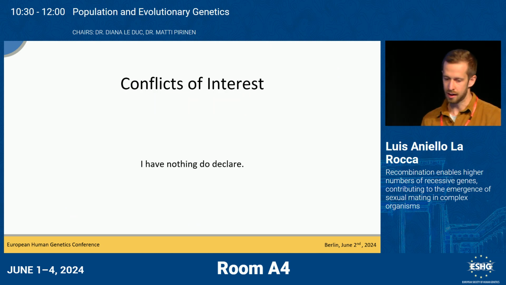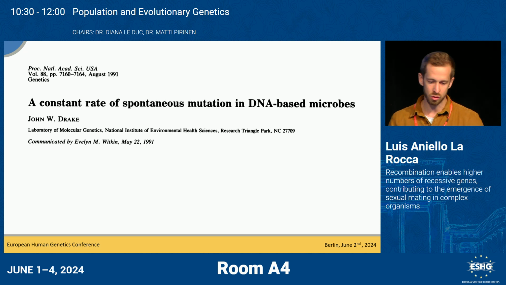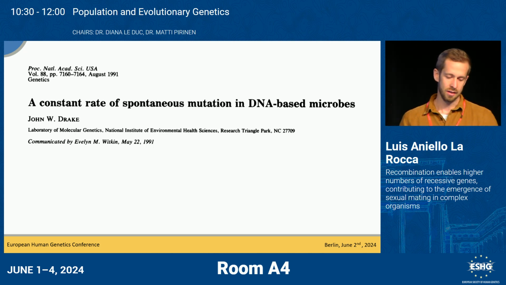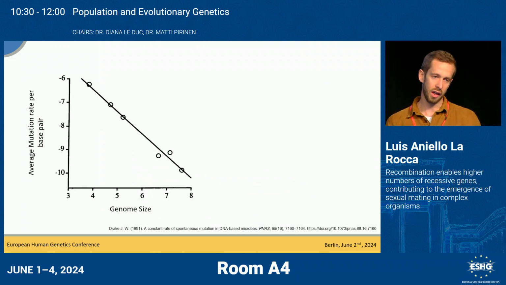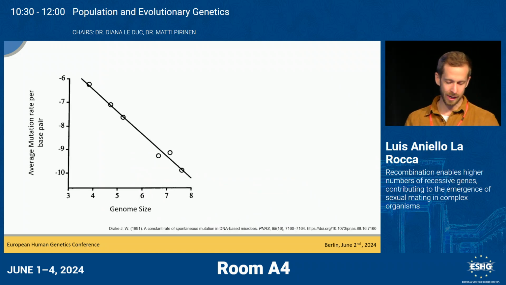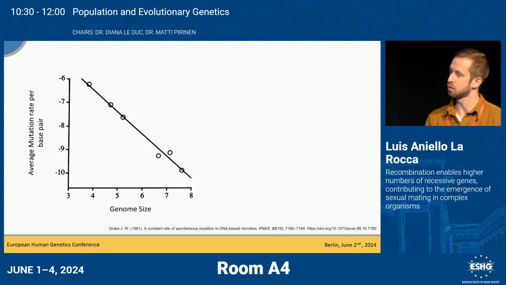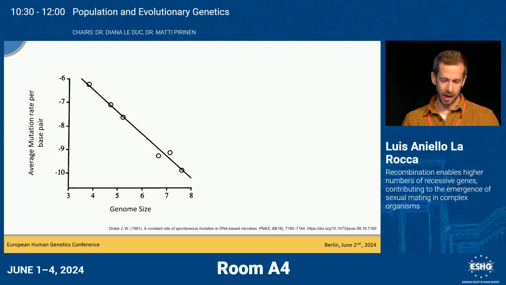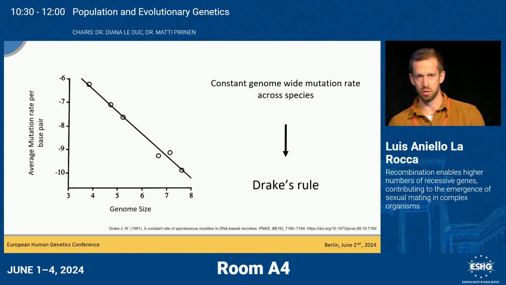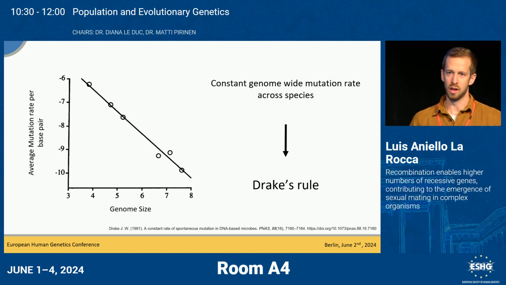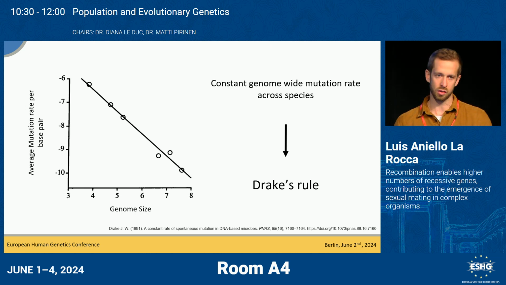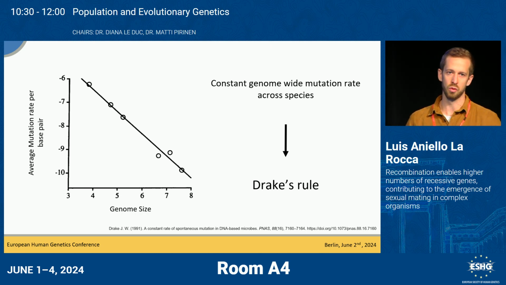I have nothing to declare, and then we can start with a little bit of history on mutation rate theory. In 1991, John Drake found a negative correlation between the mutation rate per base pair and the genome size across different species. He hypothesized that the product of both, the genome-wide mutation rate, would then be constant among different species, a concept that later became known as Drake's rule.